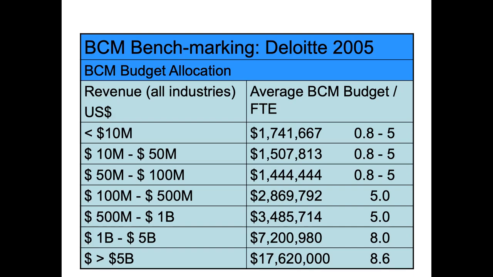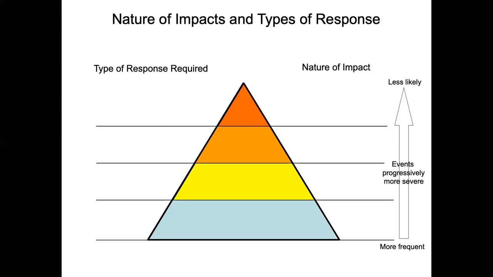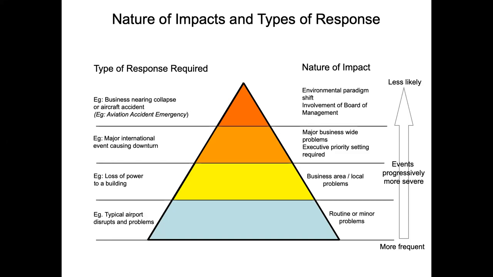So I started by building up this concept of different levels of response, the frequent minor stuff through to the less frequent significant events, and how that looks in the building, in the business. Typical airport disruptions, for example, losses of power, major down to international event, or a near-death experience, as it was called in ANZAT, or as it was called in Air New Zealand, but owned ANZAT at the time.